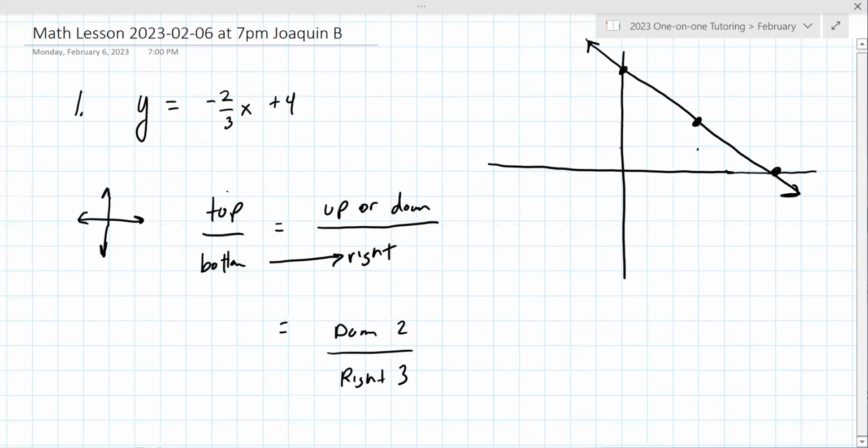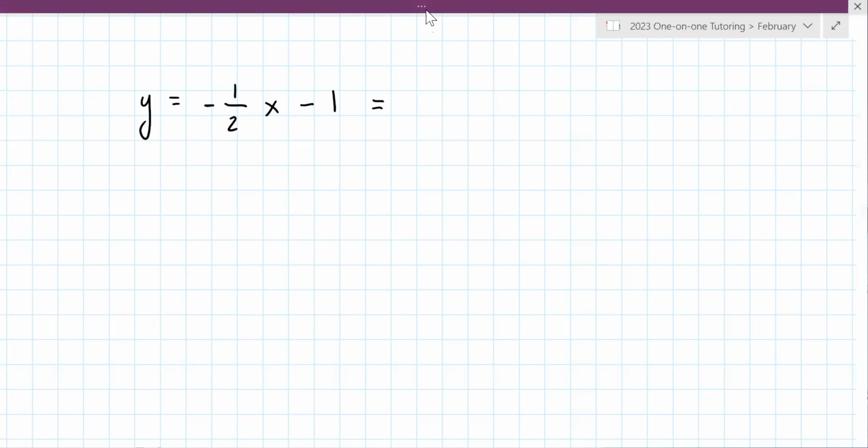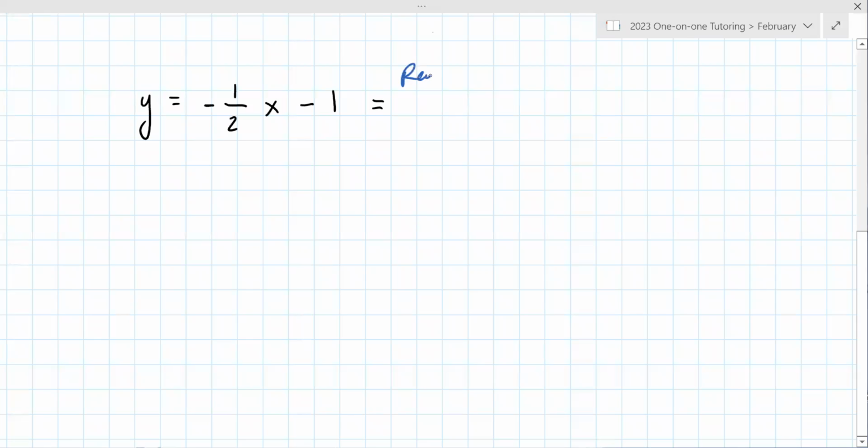So occasionally you'll see something like this. You'll see a problem where it's y equals 1/2 with a negative out in front, x minus 1. And you really want to either rewrite it or mentally rewrite it and say, okay, it's negative 1/2 x minus 1. That negative goes with the top number. So the slope here is negative 1/2, but I want words. I want up, down, left, right. Can you tell me that for this slope? Down one, right two. Yes.